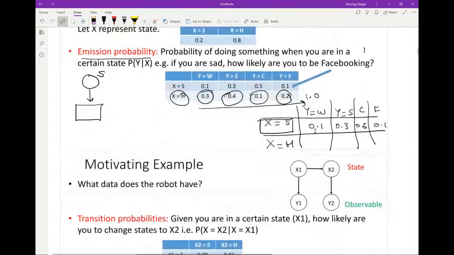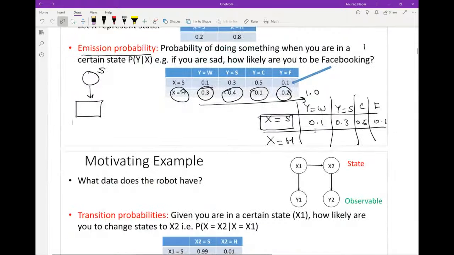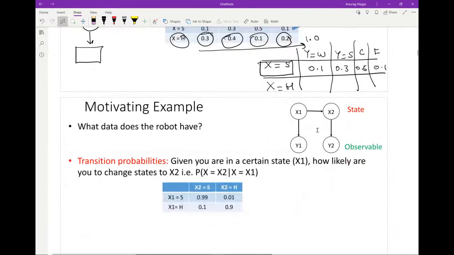Now, what else are you given? You are given the initial and emission probabilities, and you are given the transition probabilities, like sad to sad. If at time one you are in a sad state, what is the probability that you will jump from sad to sad state? That is 99%. This is time one, this is time two.